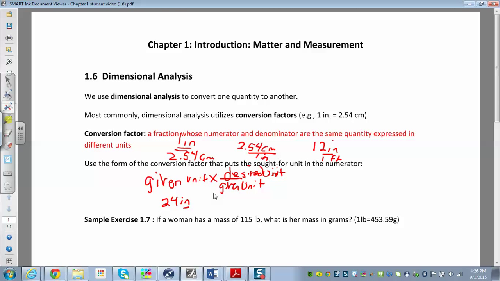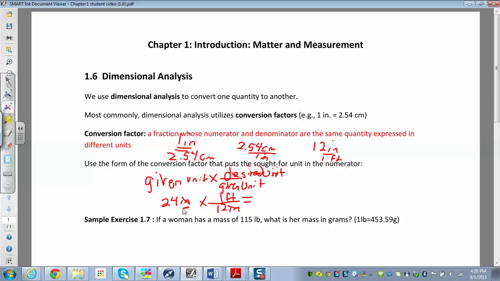So I'll use the 24 inches, and I want to get to feet. Well, I know that there are 12 inches. This is my conversion factor, in 1 foot, because that's the same thing. It's the same distance. Inches, feet, 12 inches is 1 foot. Now, since I'm starting with inches, I want to put inches on the bottom so that whatever I end up with, I'm going to have feet on top, and that's my desired unit.